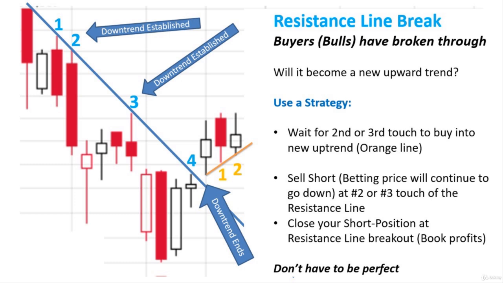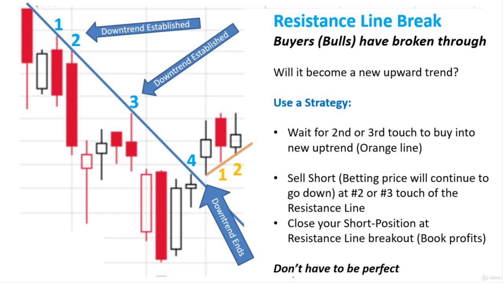Another thing you can do is what's called selling short. Basically, you're betting the price will continue to go down at the number 2 or number 3 touch of the resistance line. So we're back in the blue numbers there, and you're seeing it. You could be selling short at those periods, and then you close your short position once it breaks through in a resistance line breakout. So you're booking your profits at that point.